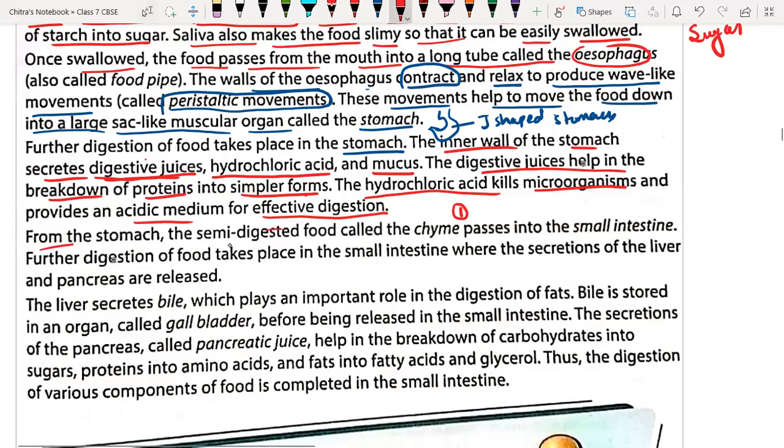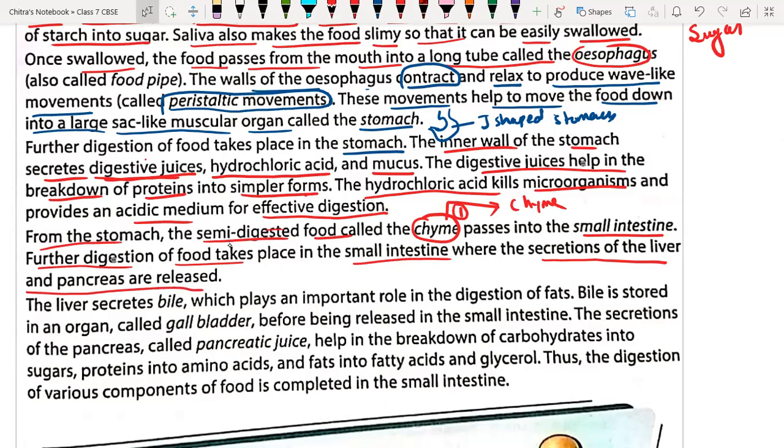Okay. From the stomach, the semi-digested food is called chyme. Okay, the food which is semi-digested in the stomach, and after that is going to pass into the small intestine, is called chyme. C-H-Y-M-E. Okay. It passes into the small intestine. Further digestion of food takes place in the small intestine, where secretions of the liver and the pancreas are released.